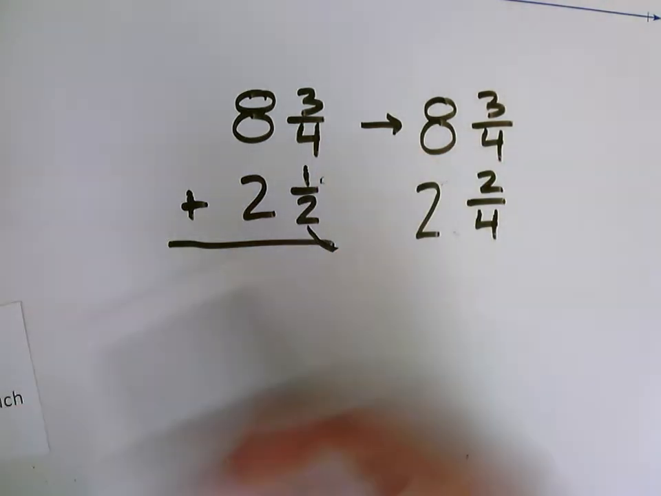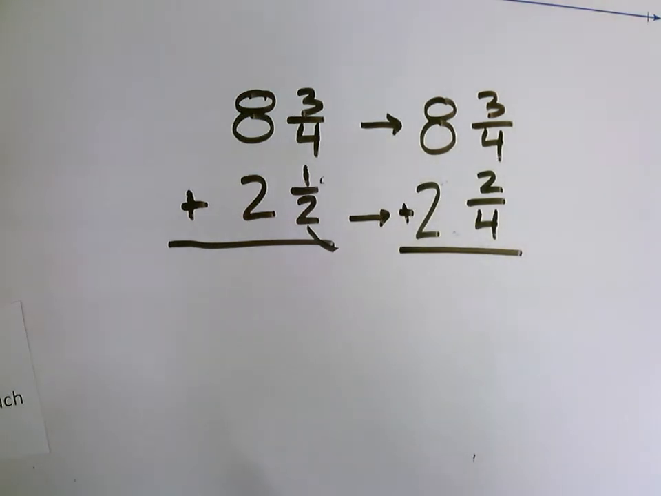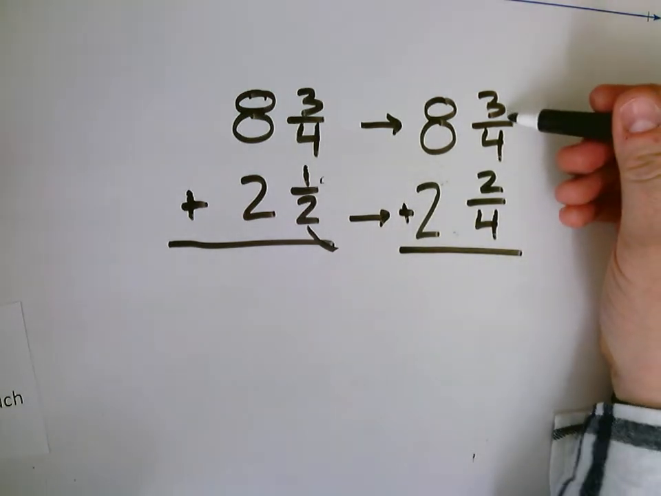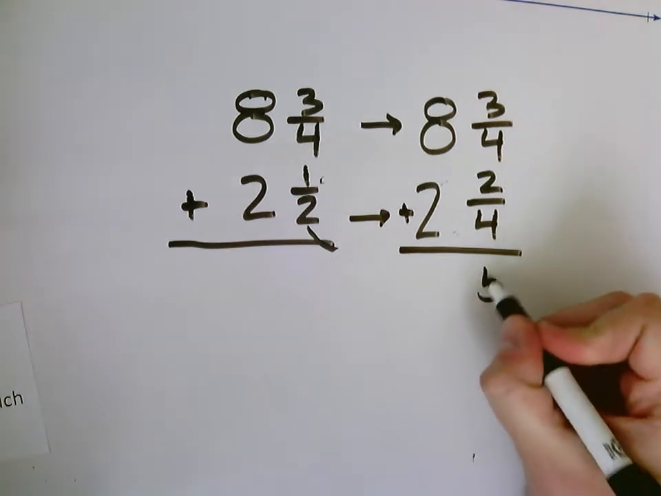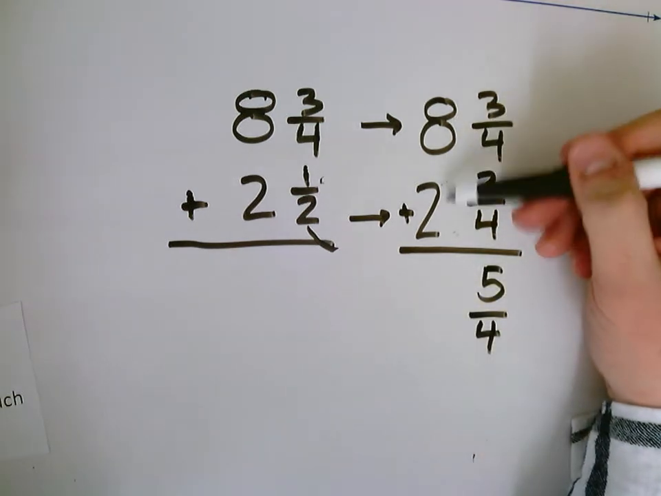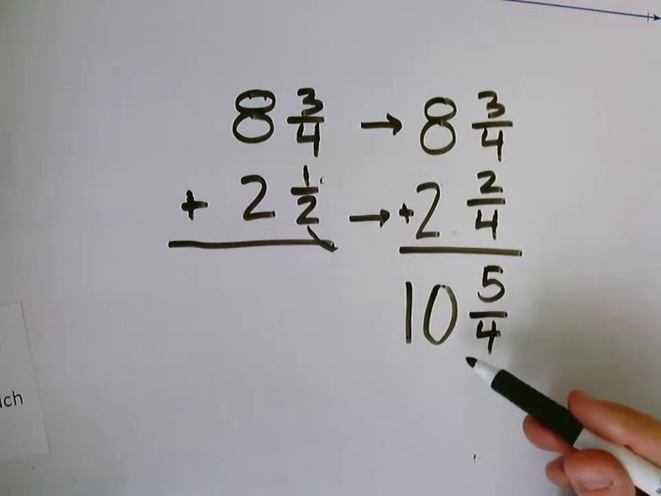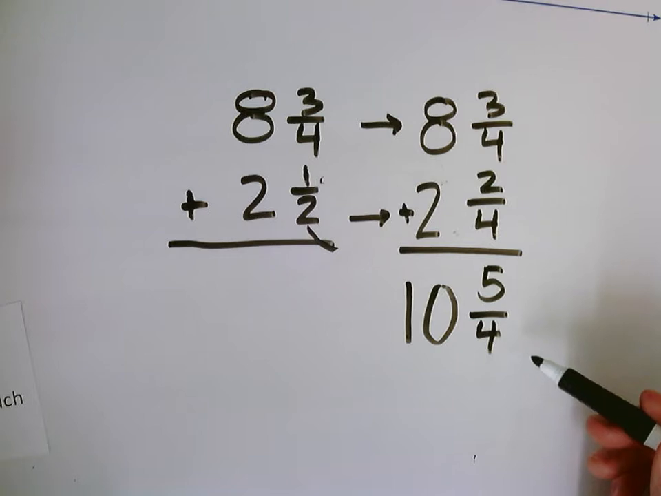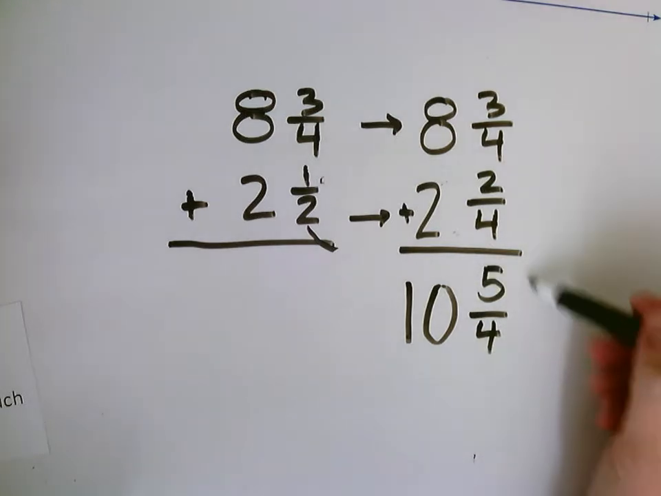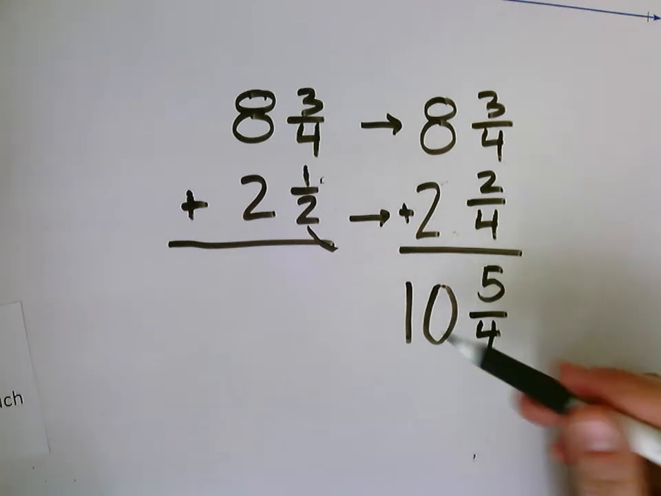Okay, so this is my new problem. I'm going to add these together. All right, so I have 3/4 plus 2/4. That gives me 5/4. And I have 8 plus 2, which gives me 10. So it looks like my answer is 10 5/4. The problem is 5/4 is an improper fraction. So this number is not written in simplest form.